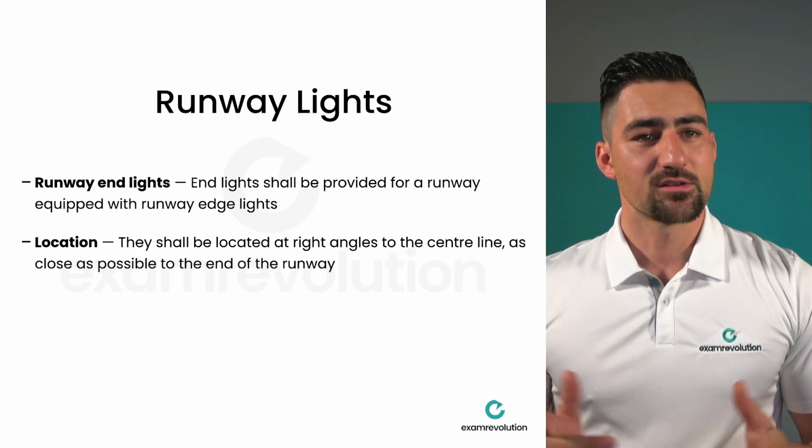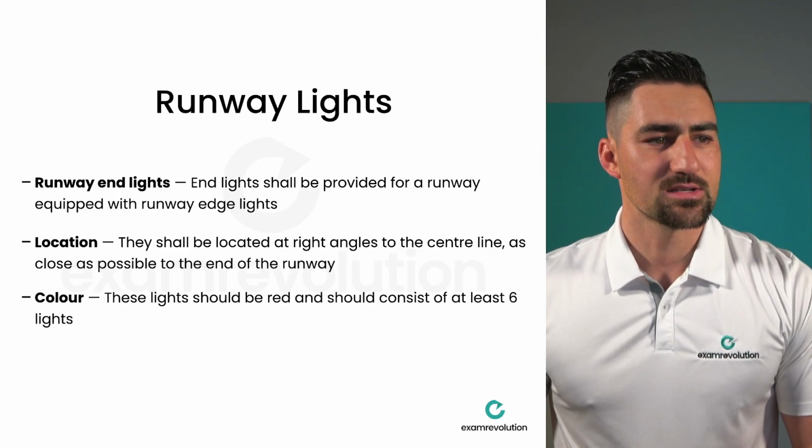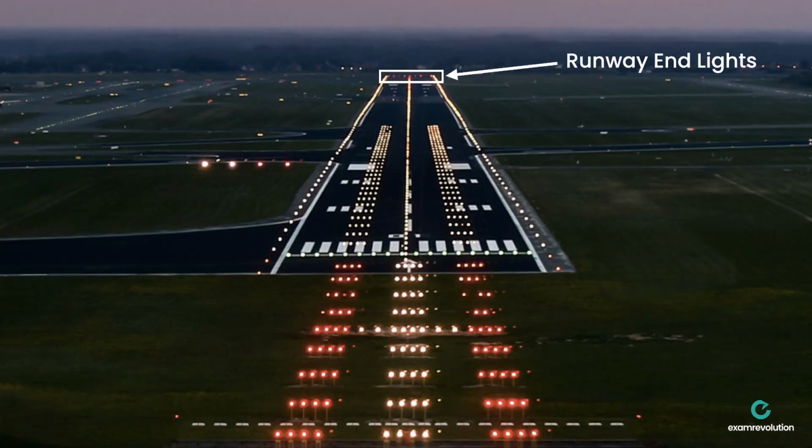So they shall be at right angles to the center line as close as possible to the end of the runway. And then the colors should be red, and they shall consist of at least 6 lights in total. And that's an example of, obviously this is a category 1 or 2 or 3 approach runway. You can see them right at the end there. They are red runway end lights.